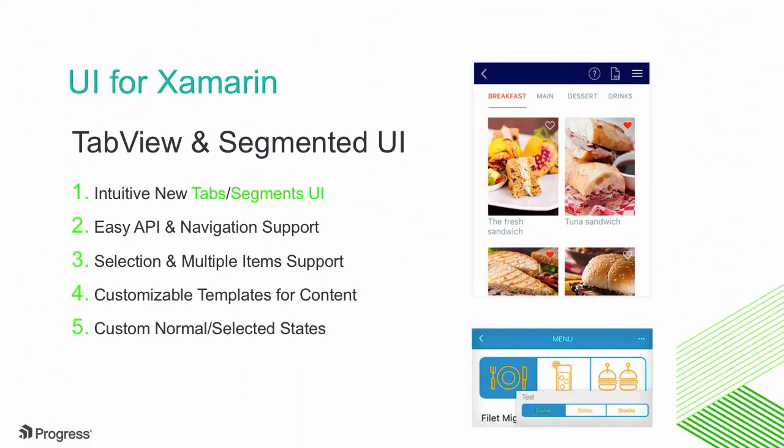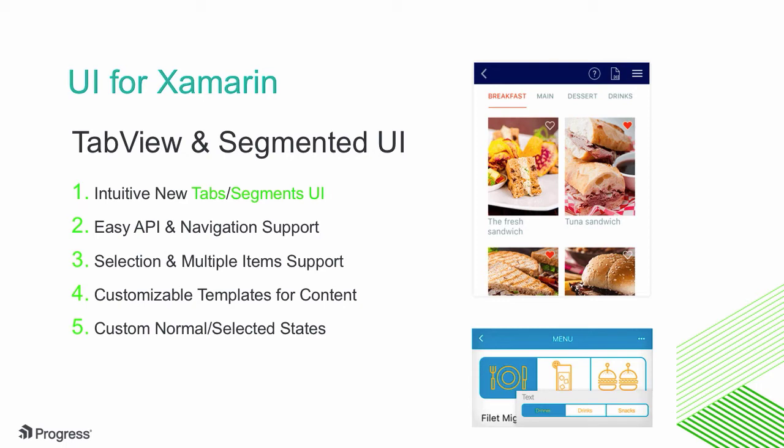So next up are 2 brand new controls in UI for Xamarin, the tab view and the segmented UI. These controls replicate some of the most commonly found UI paradigms in professional mobile apps, and your Xamarin apps shouldn't be an exception. The tab view provides a true tabbed UI control inside a single page in your Xamarin app. You get to control the selected and the unselected look of each tab, have templates that control the content of each tab, you can swipe through the tabs, and have complete navigation and item support for each of your tabs.